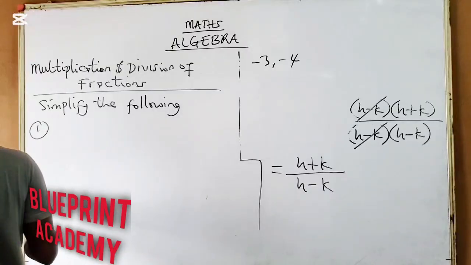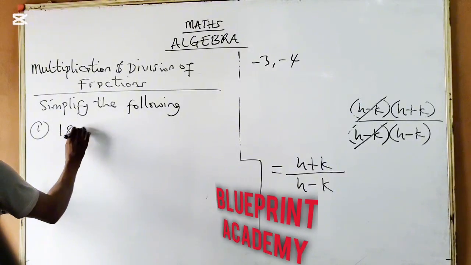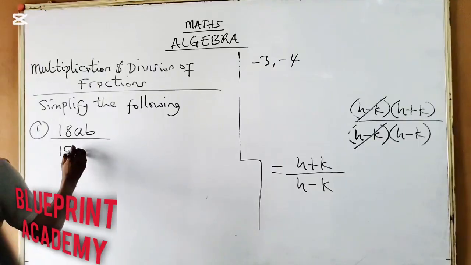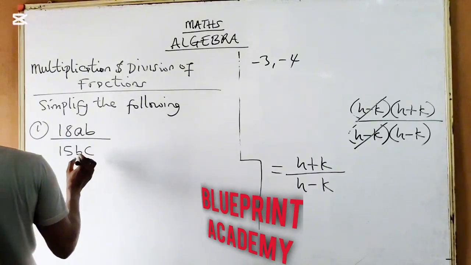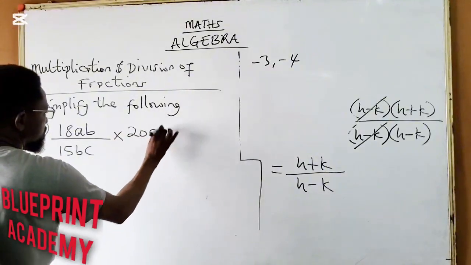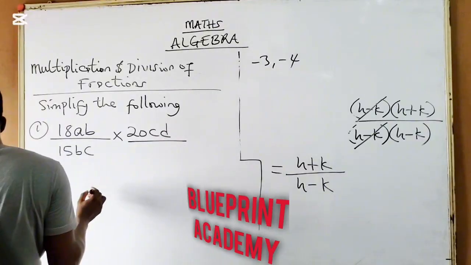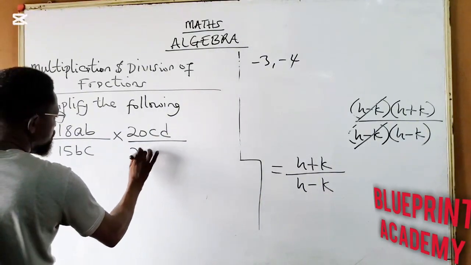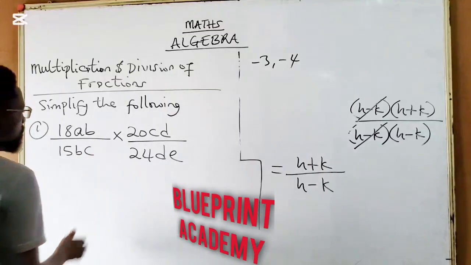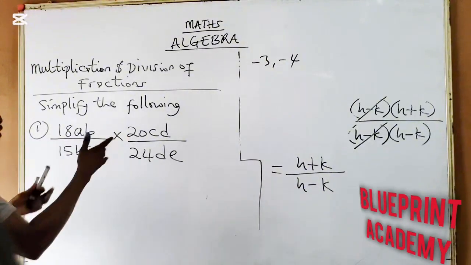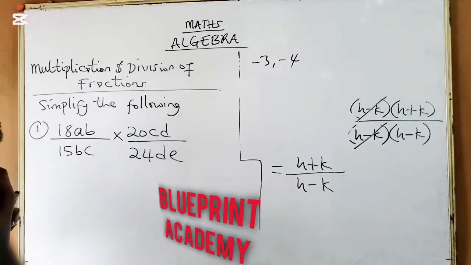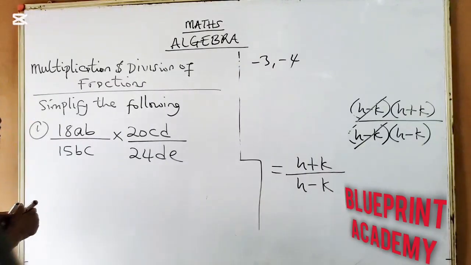Example 1, we have 18ab over 15bc times 20cd over 24de. Now this one here is multiplication, so we just do cancellation. Cancel whatever is common to the numerator and the denominator. We look at what is common to both of them and cancel out directly.